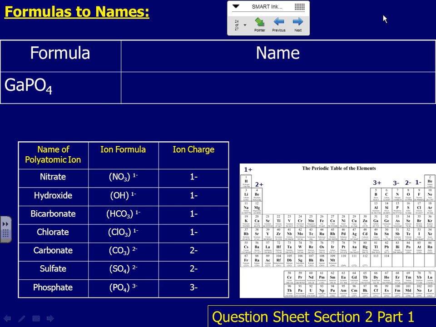What do we have here? What's this stuff? Yeah, Mackenzie, what do you think? Gallium and phosphate? Yep, it's gallium and phosphate. And how many charges does gallium have? We hardly ever use gallium. Take a look on your table. Does it have more than one possible value for its charge? No, it can only be 3, so we don't need to worry about brackets or anything like that. So that's just gallium phosphate.